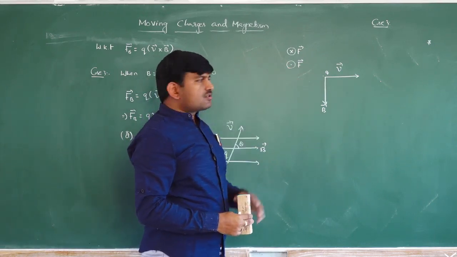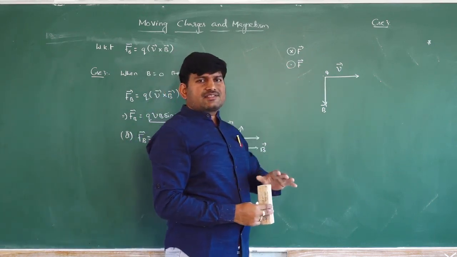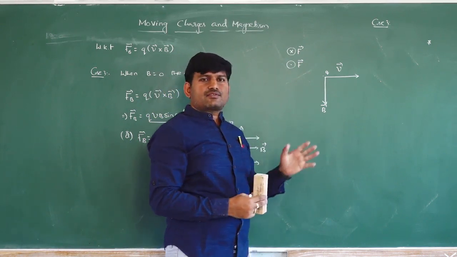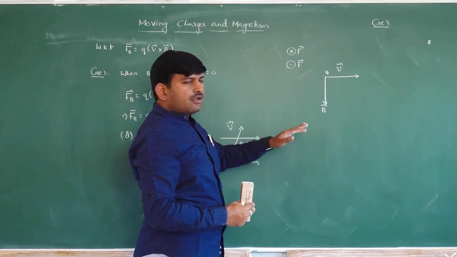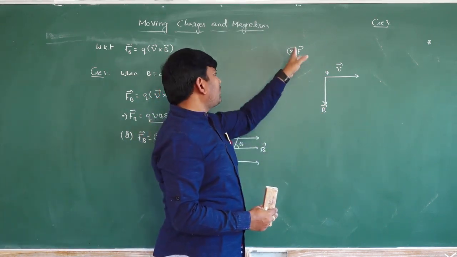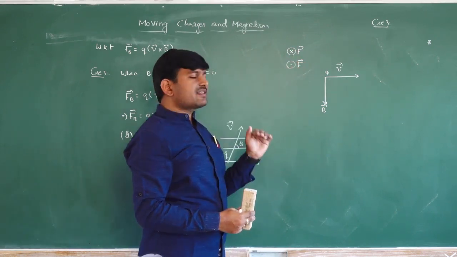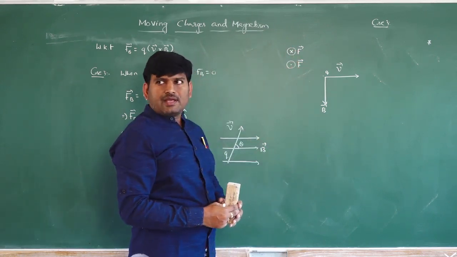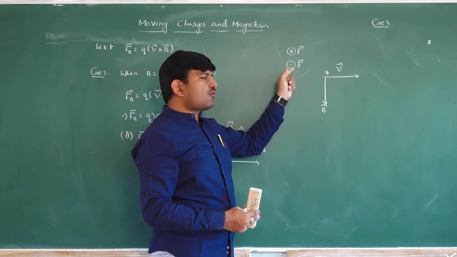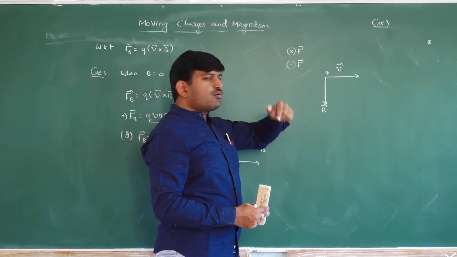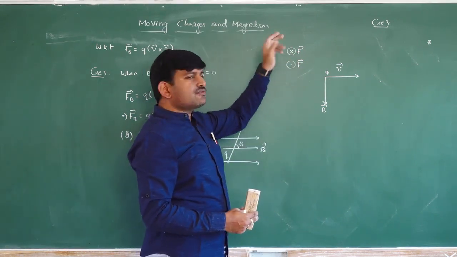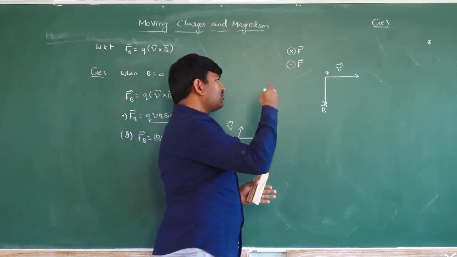So, as it is a 3-dimensional case, we cannot show the 3-dimensional case on a 2-dimensional plane. What we are doing is taking advantage of these two, the encircled dot and the encircled cross. The encircled dot says that the physical quantity is coming out of the board, whereas the encircled cross says that the physical quantity is going into the board.